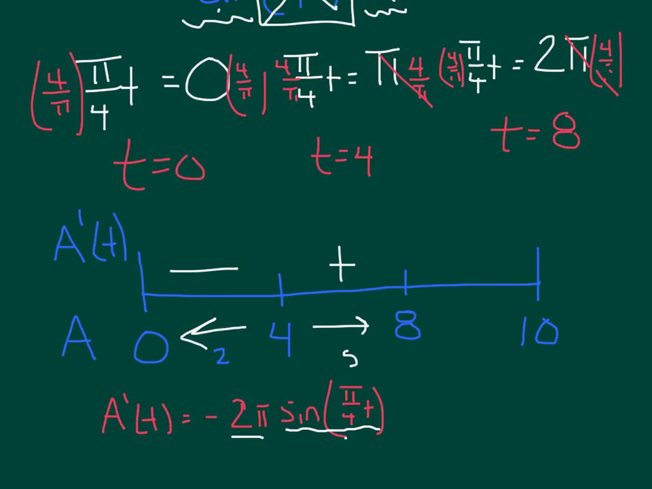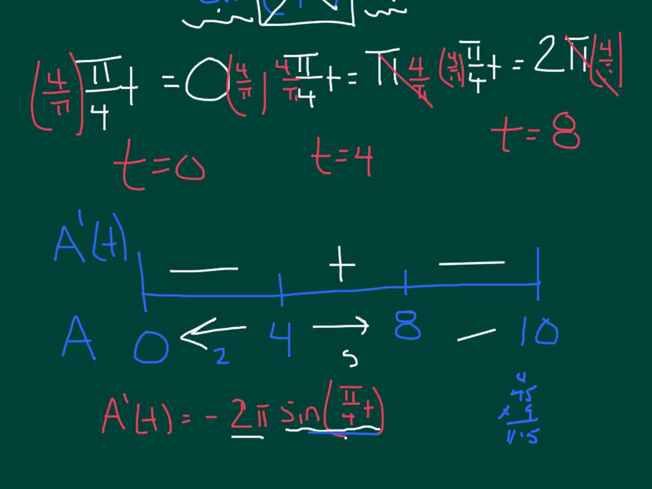Now I'll plug in a 9. I get 9 pi over 4. Now clearly that's not a number I know, so I'm going to take 45 times 9. 9 times 5 is 45. Carry the 4. That gets me a 405. Subtract my 360. That puts me in the first quadrant where sign is positive. Times a negative gets me a negative. So I'm moving to the left.